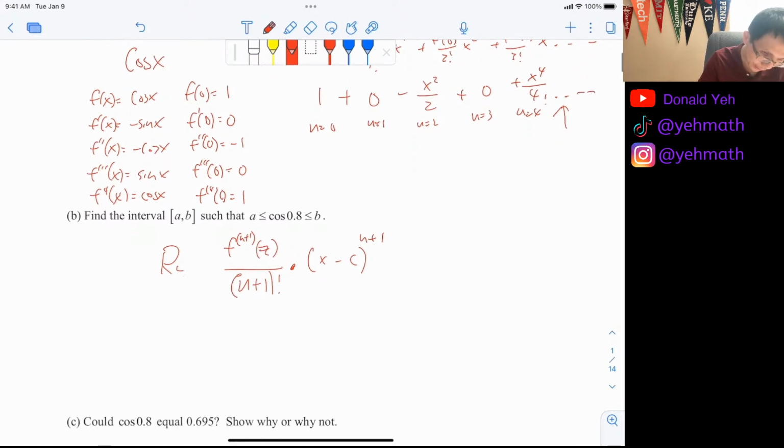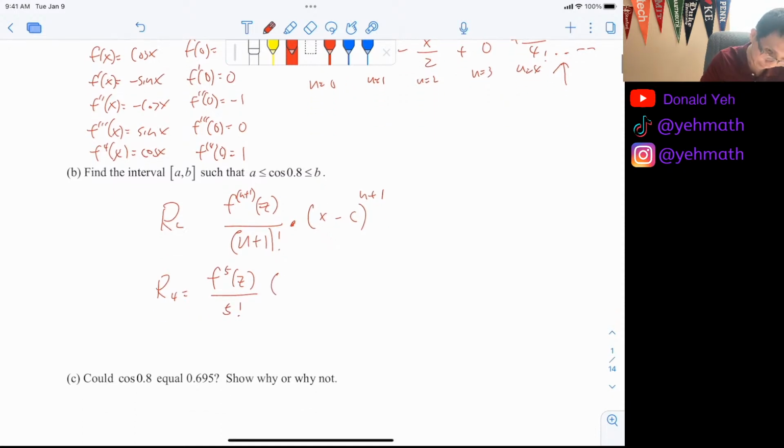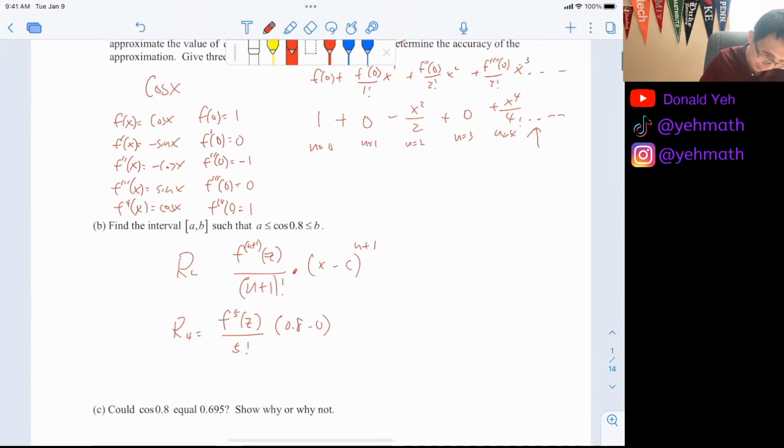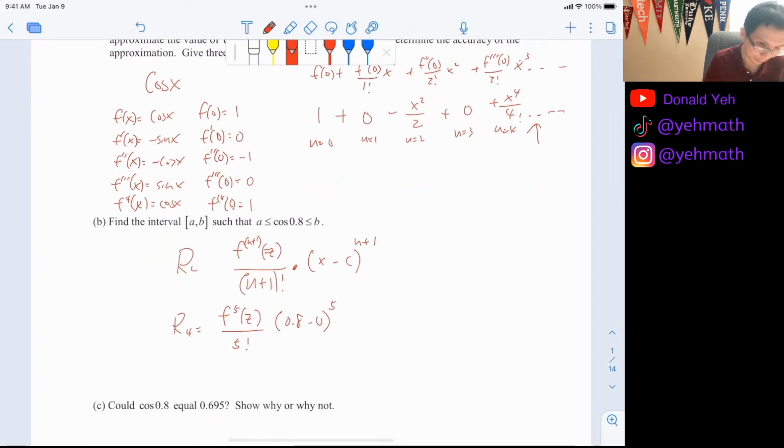In this case, we want to know the error at 4, so it'll be 4 plus 1. It'll be f to the 5th of z over 5 factorial times 0.8, and c is going to be 0 because we're using center at 0, to the 5th power.